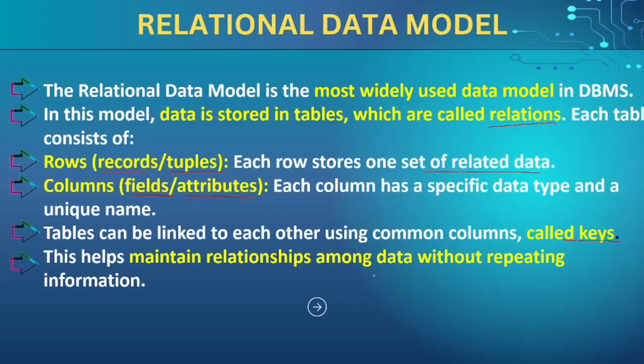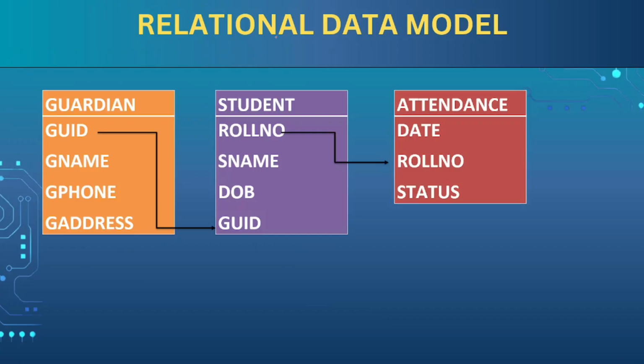And this helps maintain relationships among data without repeating the information, as we discussed now, right? How to do the transition based on the unique value only. We have the relationship among different tables with the help of this key. Okay. So if you take the relational data model, there are three tables I have created: a guardian, student, and the attendance.